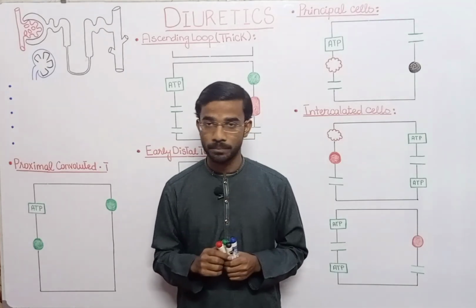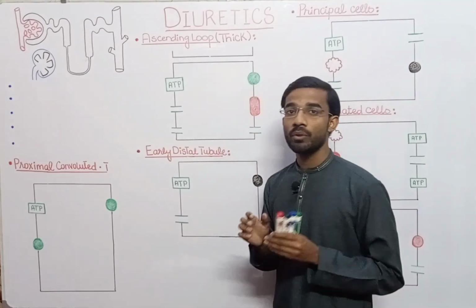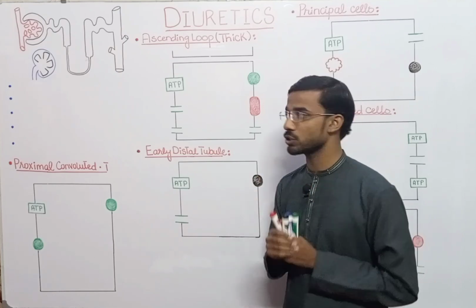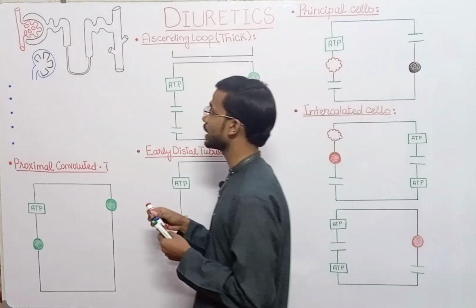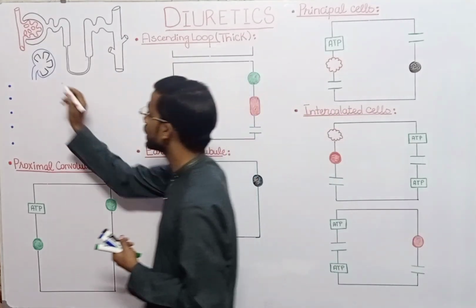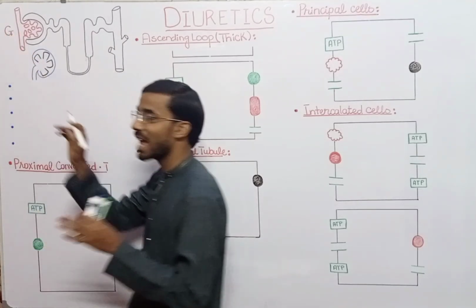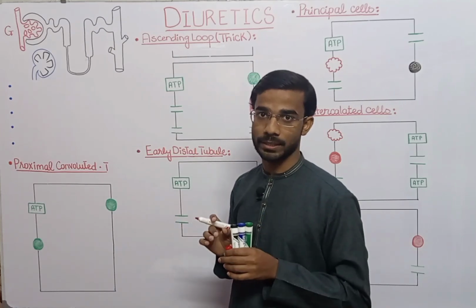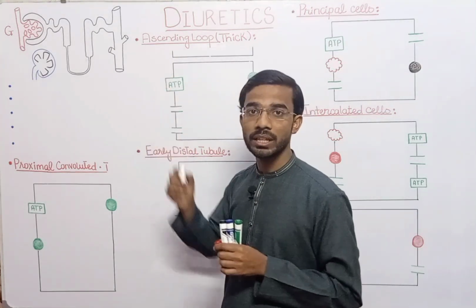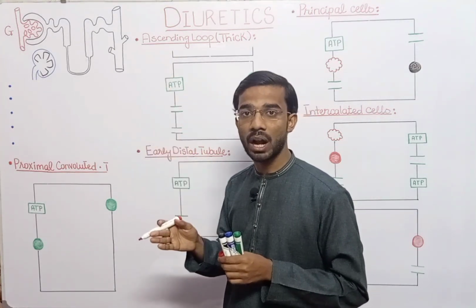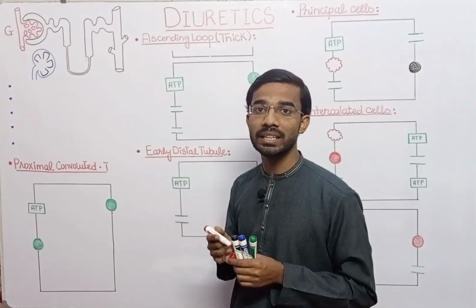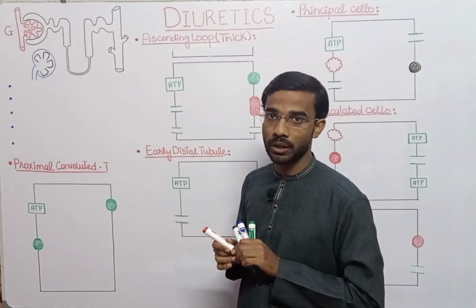So let's start. First of all, we will discuss the basic components of the nephron. Here you can see the first component is the glomerulus, which is actually a mesh of capillaries. Blood enters the glomerulus through the afferent arteriole and exits the glomerulus through the efferent arteriole.